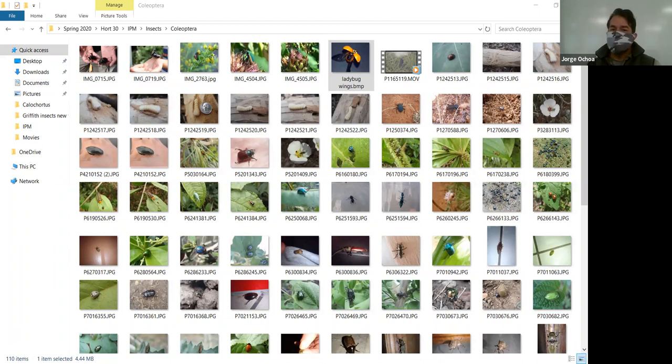Predaceous diving beetle, because they will chase other insects. They will feed on tadpoles. They can feed on anything they can capture in the water. And so this beetle has evolved to take advantage of the niche of the water.